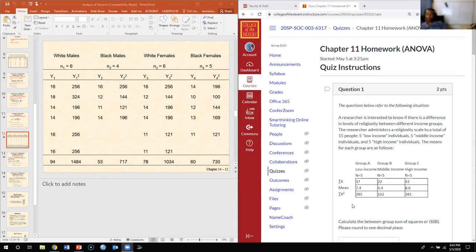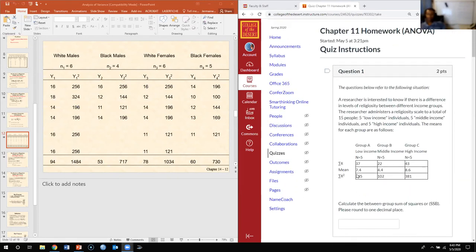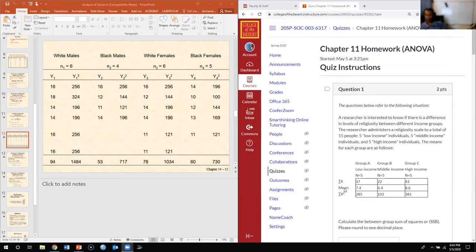When you see this sum of scores squared, that's like if you had squared all the scores and added them all up together. With these pieces of information, you can answer all of these questions for the homework. That's what all these things mean. Some students are confused about that. Anybody have any questions? So that 285 is the same number as that 1484? Yes, the numbers have been squared and then added together. Okay.